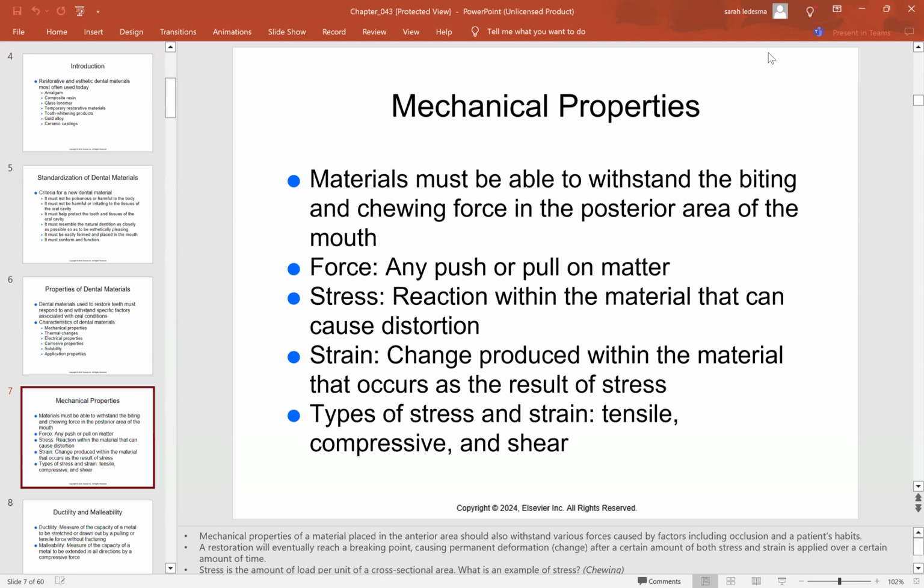For mechanical, our materials must be able to withstand biting and chewing force in the posterior area of the mouth. They should be able to withstand stress, any push or pull reaction within the material that can cause distortion. They should be able to withstand strain, and these include tensile, compressive, and shear.